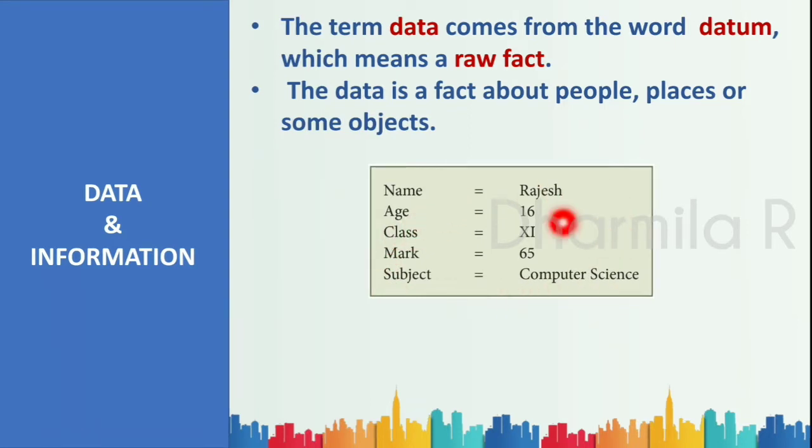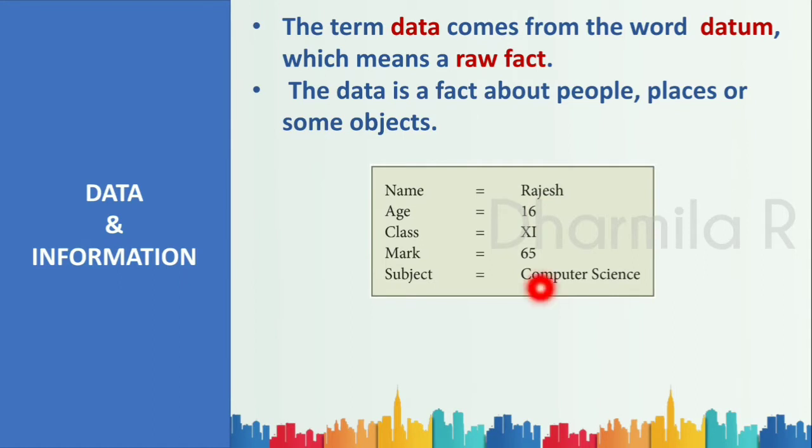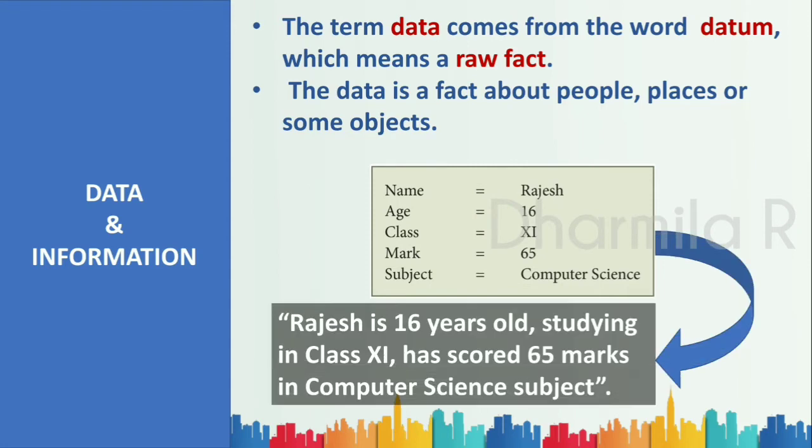And data may contain any character. It can be text, it can be a word, or it can be a number. So what do we have to do to get the complete meaning? We have to process this data. When you process the data, we get information. So now look at the information: Rajesh is 16 years old, studying in class 11, has scored 65 marks in computer science subject.